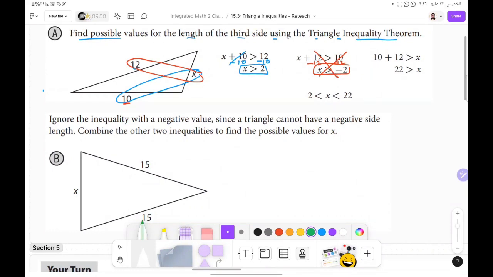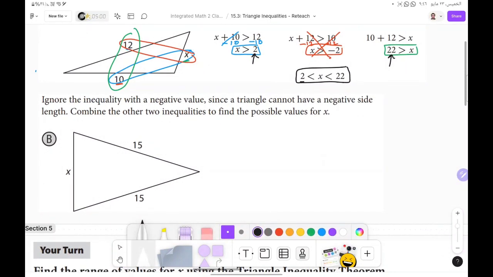Now the third one, after we take x plus 10 and 12 plus x, let's take 12 plus 10 greater than x. So 12 plus 10 is equal to 22. Now my range is starting from the lowest to the largest. So 2 less than x less than 22. So now my x could be possible between these two values.